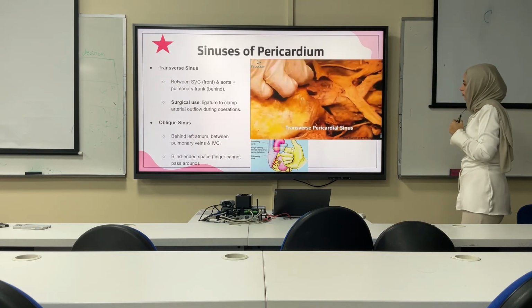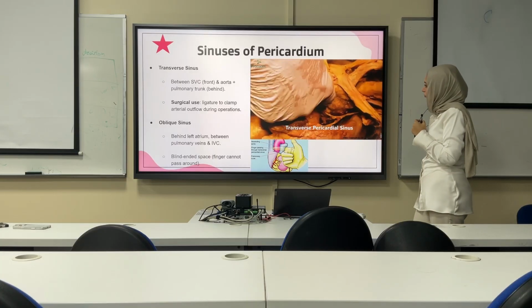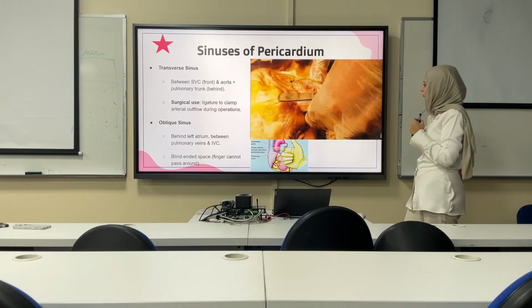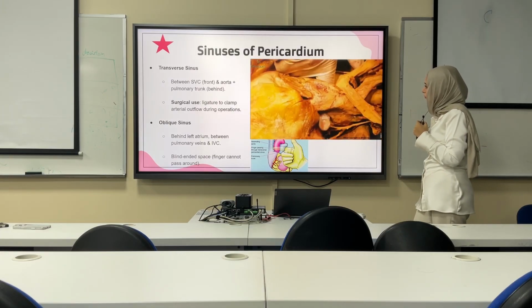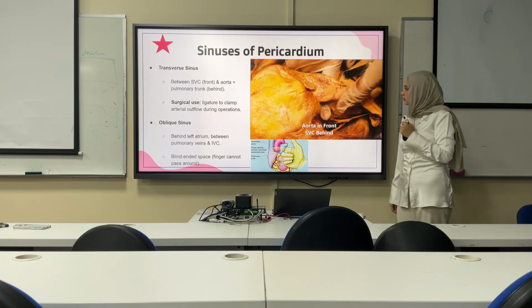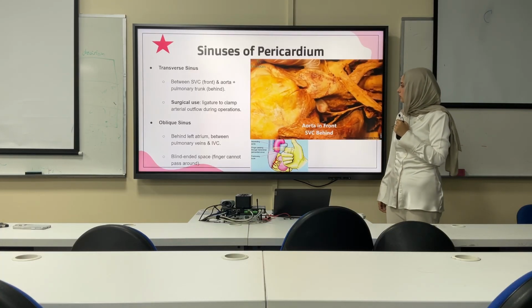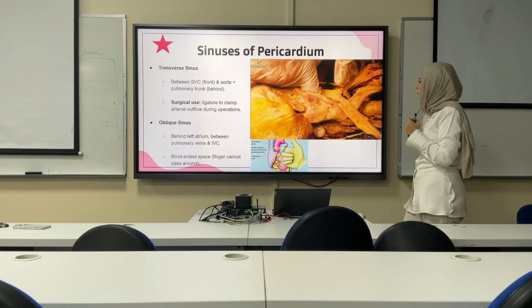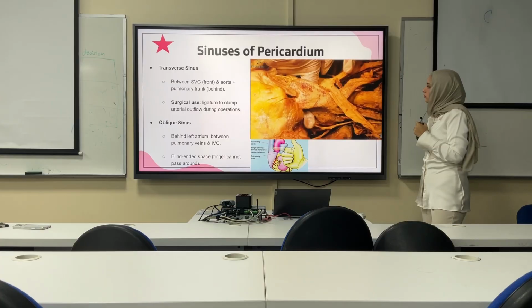is the transverse pericardial sinus, which is surgically very important. And I'm putting my finger in the transverse pericardial sinus right now. And if you notice very carefully, in front of my finger is located the arch of aorta. And ideally, even the pulmonary trunk should be located in front. And behind my finger is located the superior vena cava. So this is referred to as the transverse pericardial sinus.